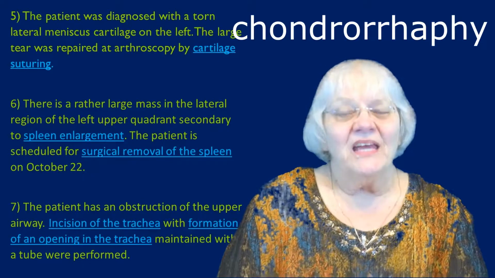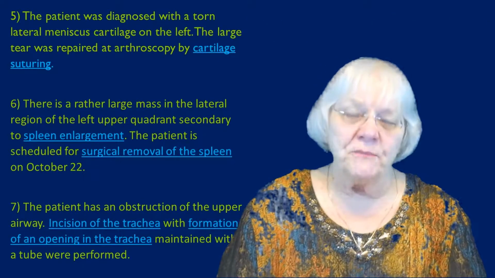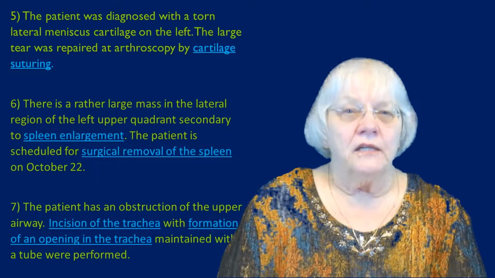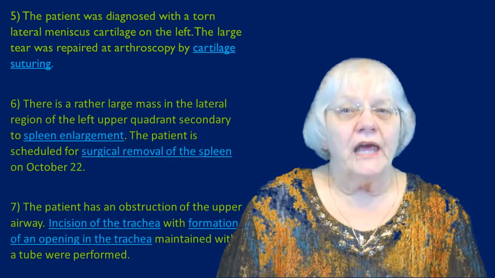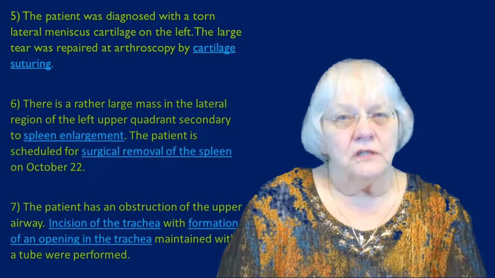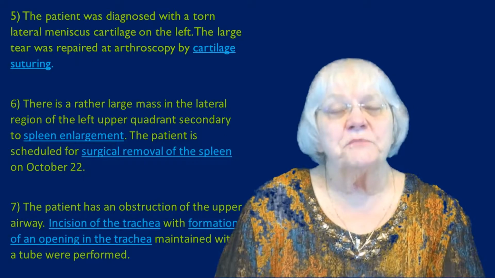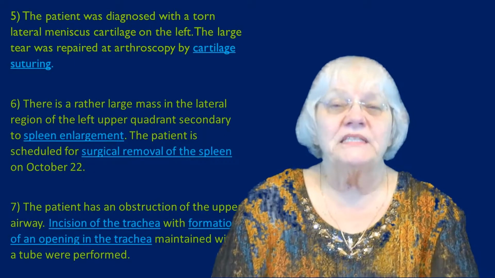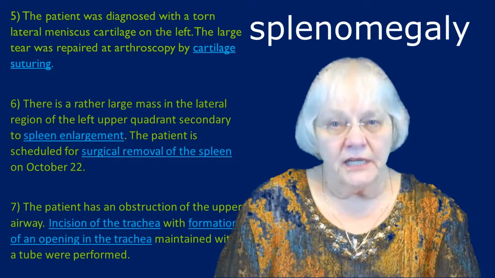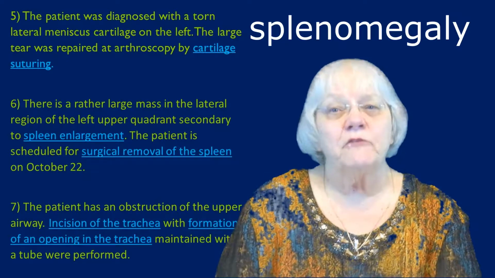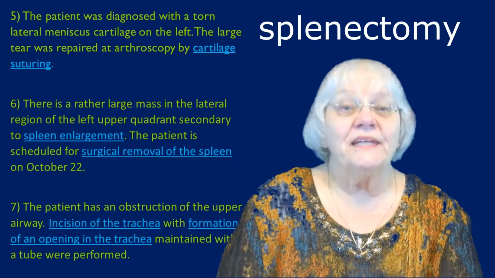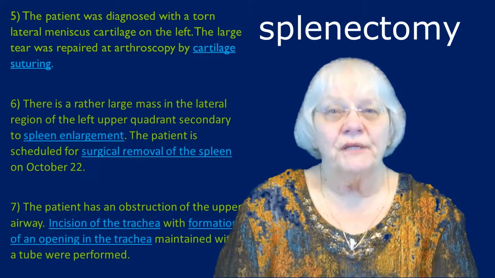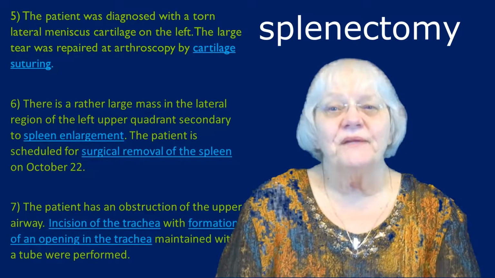Okay. In the next one, the patient has a large mass in the left upper quadrant, very laterally, and they have attendant spleen enlargement. That would be splenomegaly. They're scheduled for surgery to have the spleen removed. That would be splenectomy. Okay, so splenomegaly, splenectomy.